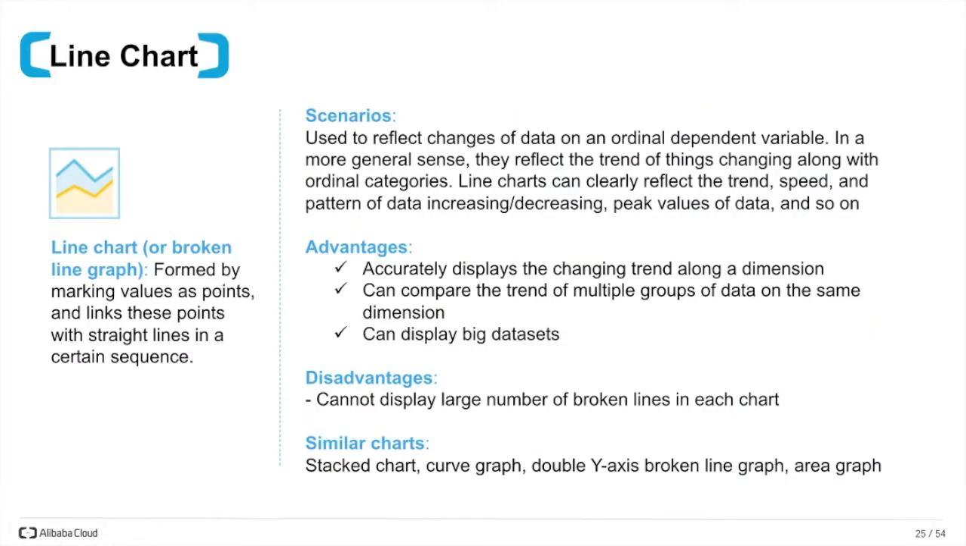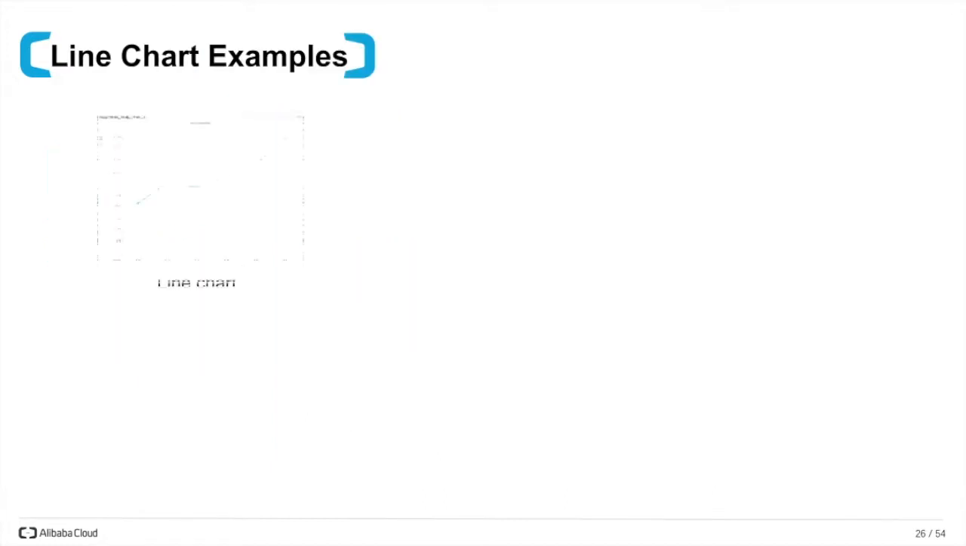Line chart. It's quite similar to the column chart to me, right? Because if you use as many columns as you can and connect each column together, you get a line chart. Sometimes we call it the broken line graph. Some examples are very clear like this. We can just draw a line and connect each point with a straight line.